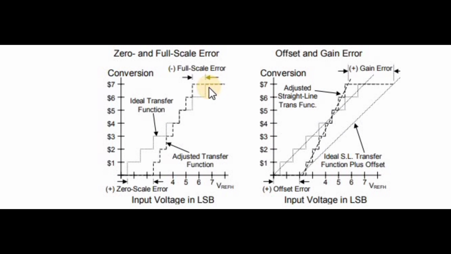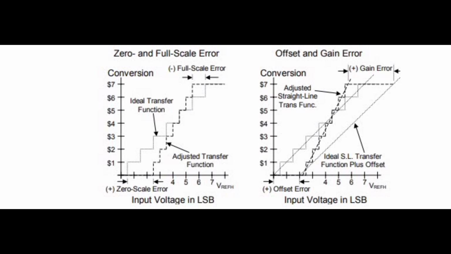Similarly, if I want to find what offset and gain error mean, we can see this is my ideal transfer curve, and this is the ideal transfer function. So instead of starting from here, if it starts from this end, if you see the curve, this is nothing but the offset error. Next, if I want to find the gain error, what is gain error?